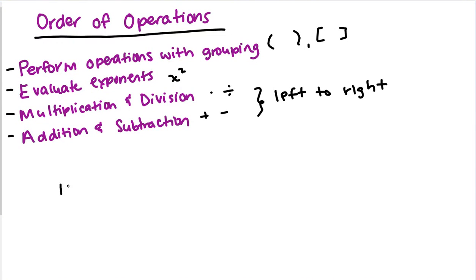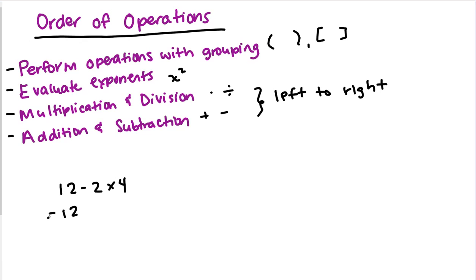Let's say we have 12 minus 2 times 4. Now, in this expression, we see that we don't have anything with grouping and we don't have any exponents. We do, however, have multiplication. So the multiplication is what we're going to do first.